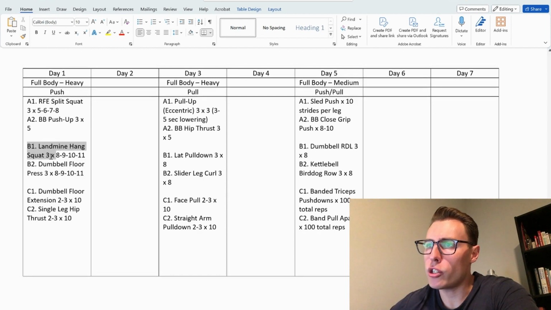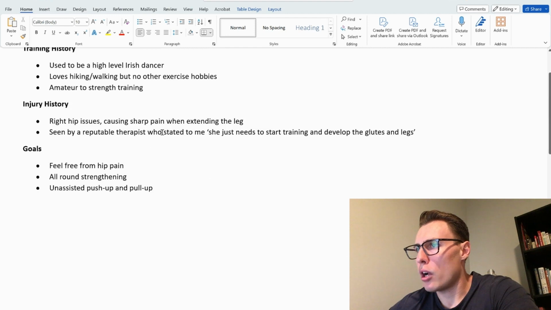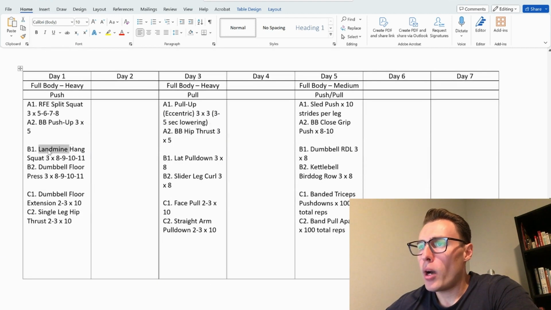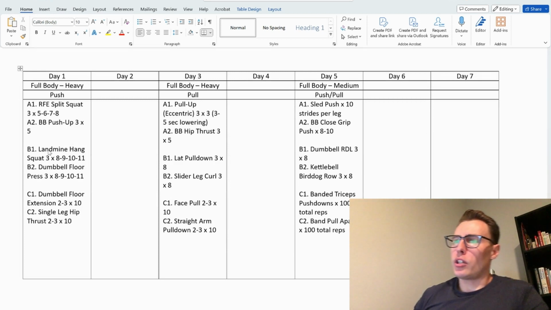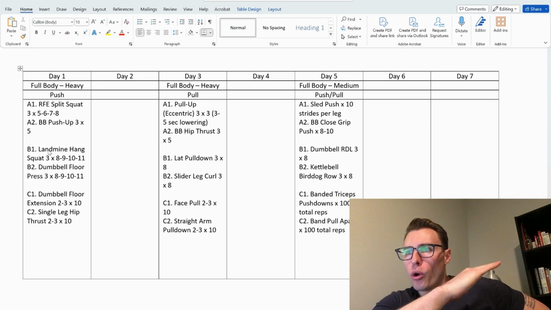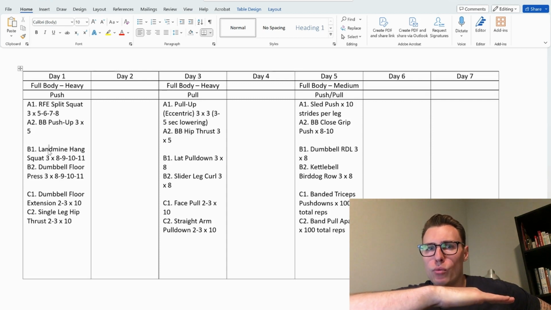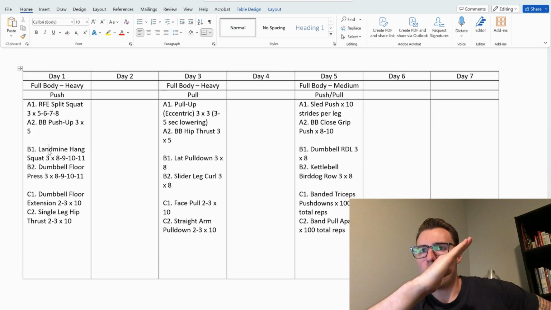One thing I wanted to note quickly: the reason I chose landmine hang squats for this client is they have right hip issues, causing sharp pain when extending the leg. A landmine hang squat is when we've got a landmine barbell hanging between the legs with a good wide stance. The way the strength curve works is that as you reach the top of the squat, since the barbell is on a swivel, the resistance technically gets a little bit lighter as you reach that top portion of the squat.